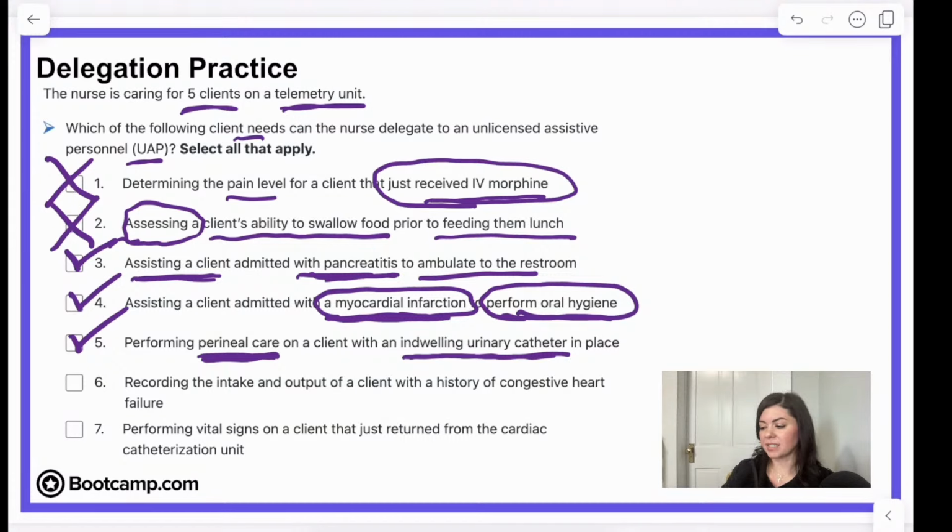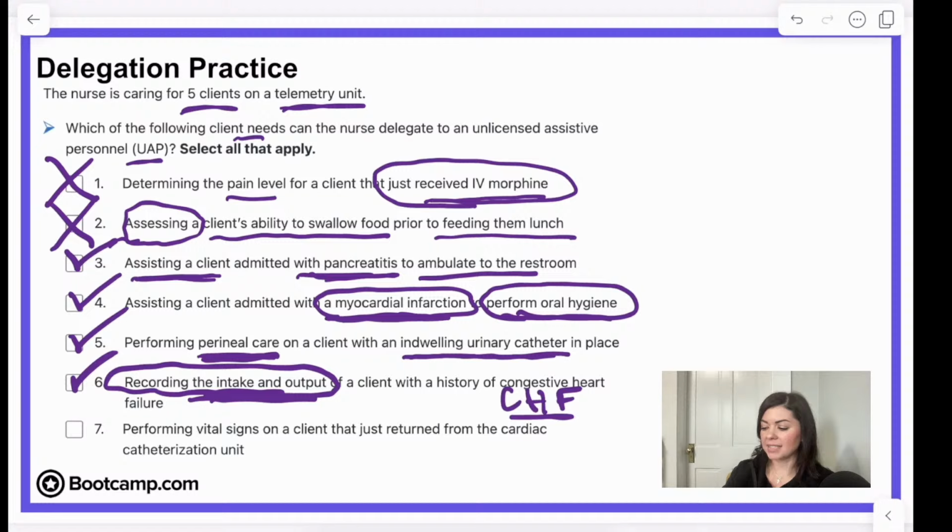So option 6, recording the intake and output of a client with a history of CHF. So do we want to delegate option 6, yes or no? Intake and output on a client with a history of CHF. So once again, recording intake and output on a stable client, because all it says is history of CHF. So routine task, intake and output, stable client, I say yes.